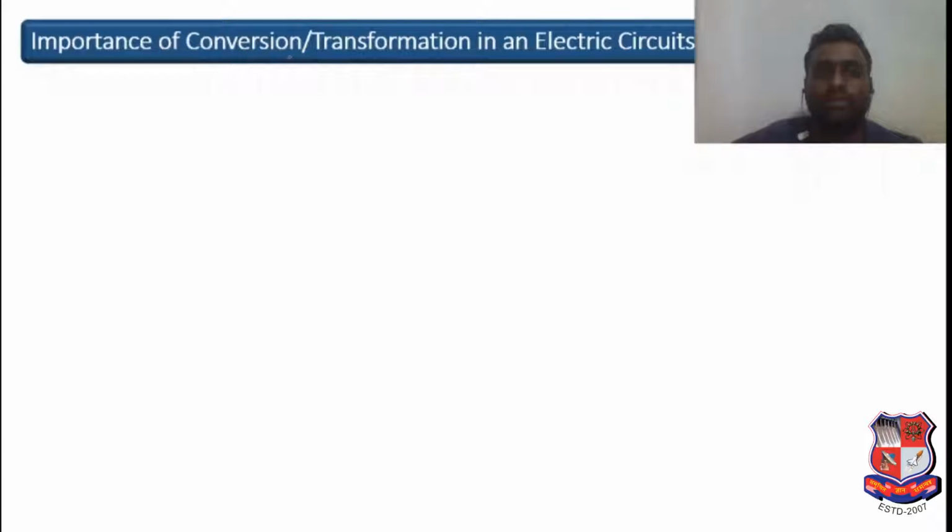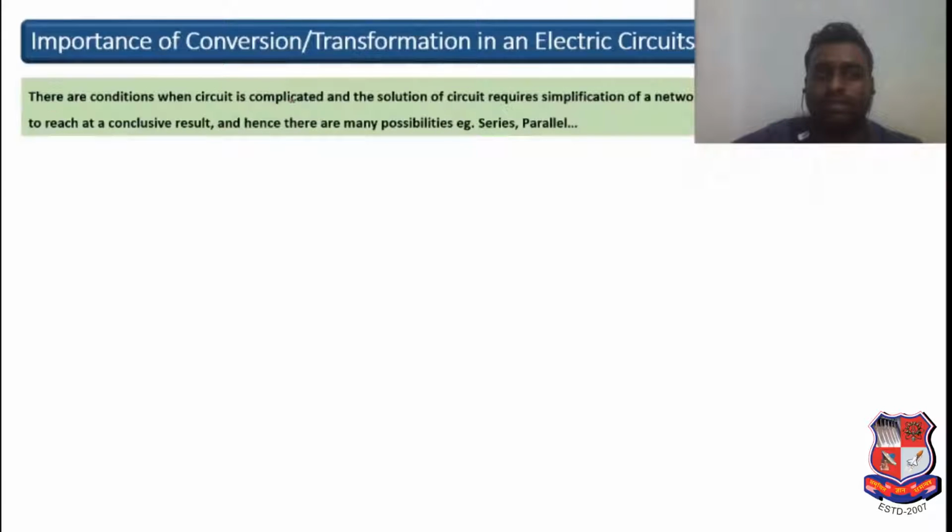First we will understand the importance of conversion and transformation in electric circuits. We are often finding equivalent circuits. This topic we have already studied in the basics: these are the conditions when a circuit is complicated and its solution requires simplification of the network. You have a big circuit which can be complicated, and such a circuit can be solved by transforming or converting a bigger circuit to a smaller circuit by making an equivalent circuit. That is, you have series resistors and parallel resistors in many combinations.